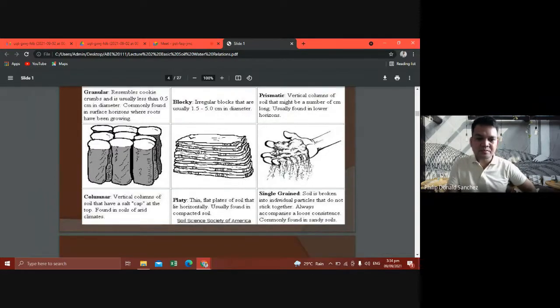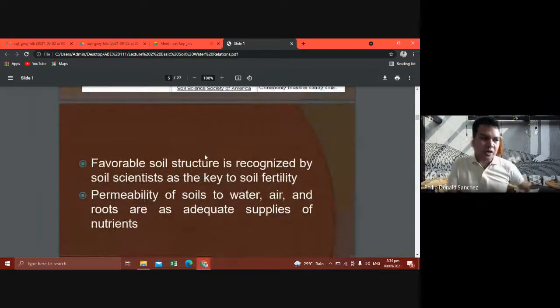Always remember that. Alright. So when we say favorable soil, from the term favorable, it's not easy to identify soil as it's favorable or not. When we say favorable, applicable ba siya, no, for that particular crop? So but favorable soil structures are already identified or recognized by the soil scientists as the key to soil fertility, no. Kanang moingon kag okay, blocky type of structure of soils are good for falcata because it will help the roots of the falcata or the stems of the falcata to grow faster, no.